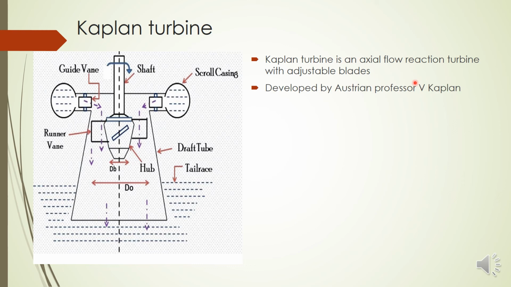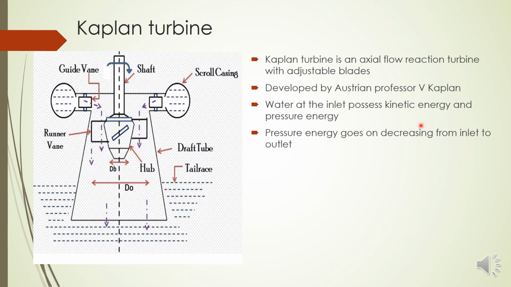It was developed by the Austrian professor V. Kaplan. And it's a reaction turbine, so water at the inlet has both kinetic energy as well as pressure energy. And pressure energy goes on decreasing from inlet to outlet. So these are common points with the Francis turbine also. And it's used for low head and high discharge. That is important because the Kaplan turbine is used for low head applications. When the head is less than 45 meters, it is apt for low head.